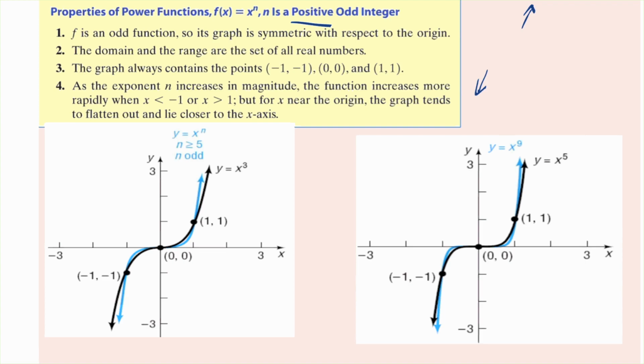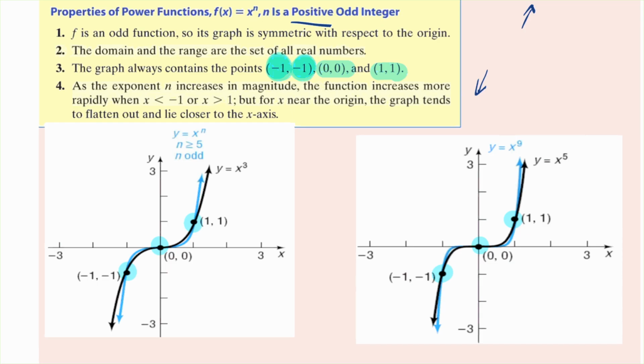Because if I take something to a third power, to the fifth power, to the seventh power, and let's say that thing I'm taking to the power is -1, -1 to the third is -1, -1 to the fifth is -1, -1 to the seventh is -1. So all these graphs go through -1, -1. All of them go through the origin, because 0 to any power is 0. And all of them go through 1, 1, because 1 to any power is still 1.